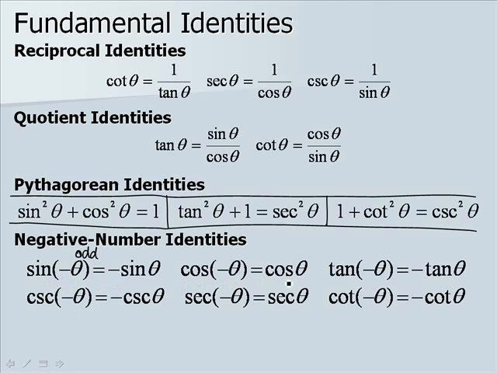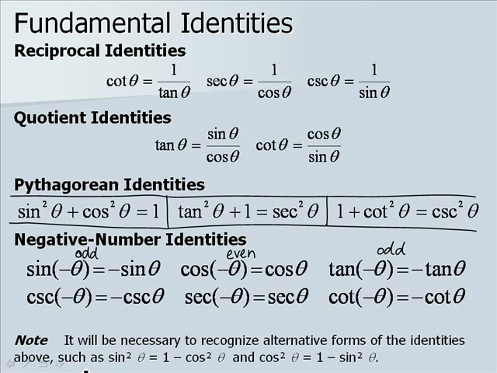Cosine of negative theta equals positive cosine of theta, and the same is true for its reciprocal function, and this is due to the fact that cosine is an even function. And then tangent of negative theta equals negative tangent of theta, and the same is true for cotangent, its reciprocal, which also displays that tangent and cotangent are both odd functions. So the only two functions that are even are cosine and secant. The rest are going to be odd and have this definition.